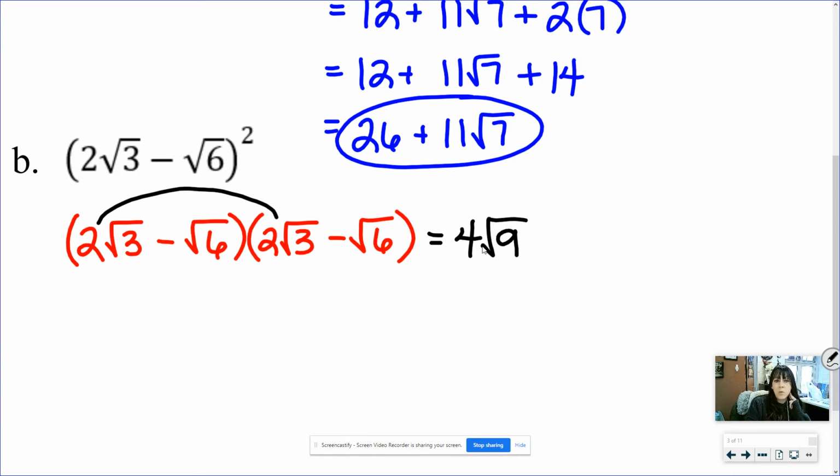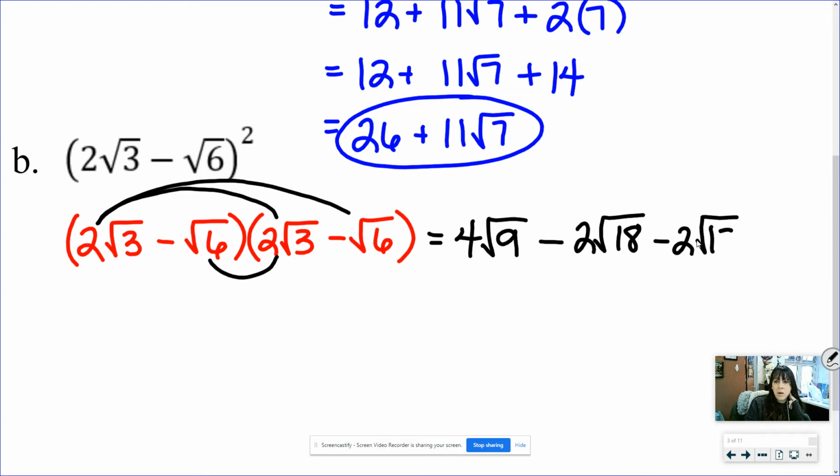So this first part would be 4 radical 9. And then we have 2, multiply the radicals together, you get radical 18. Then down here we get negative 2, and the radicals multiplied together equal radical 18 again. And then we have a negative times a negative, so a positive. Radicals get multiplied together, so that gives us positive radical 36. Next, you're going to look for like terms. We do have like terms here.